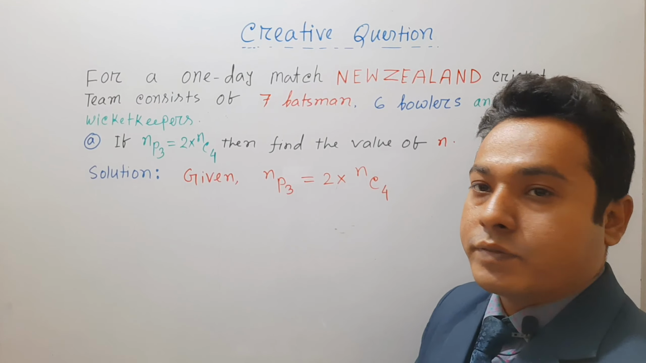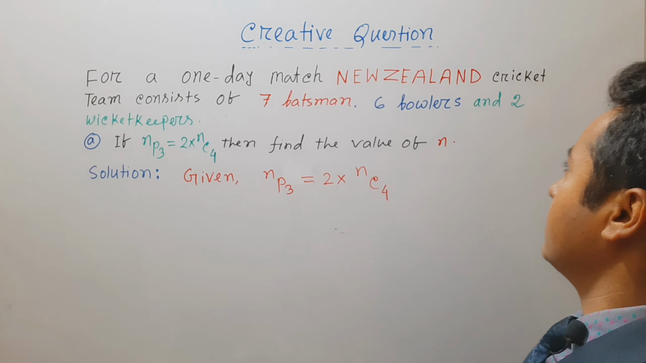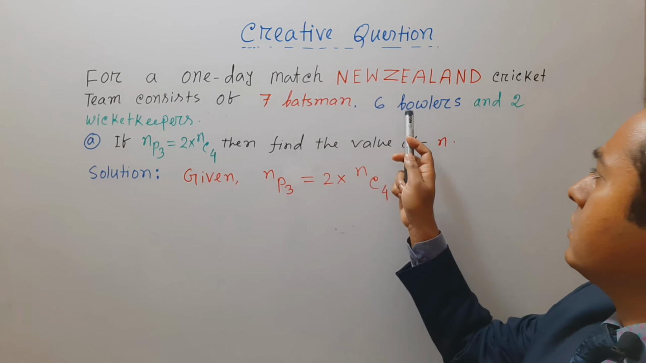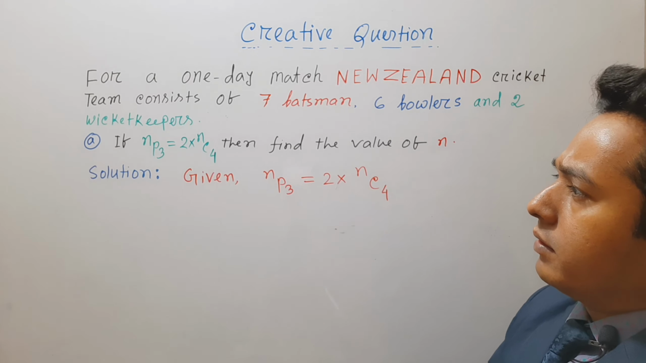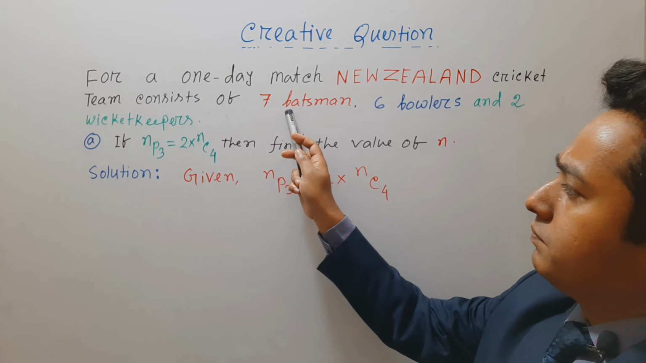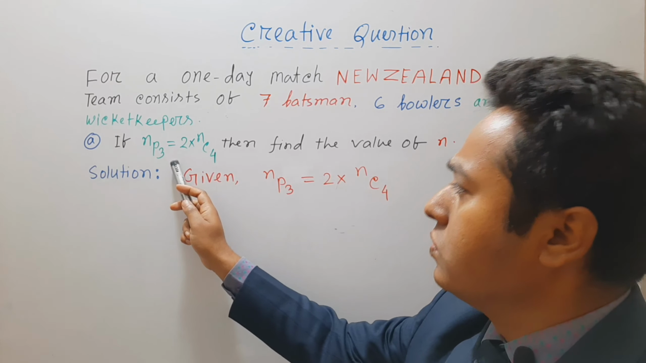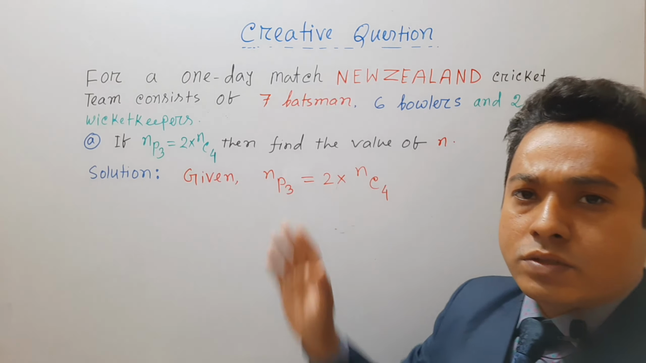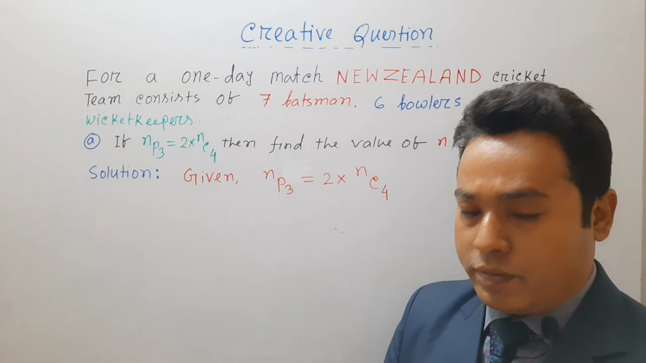Dear students, our today's creative question: for a one-day match, the New Zealand cricket team consists of 7 batsmen, 6 bowlers and 2 wicket keepers. And this is the question stem. And if nP3 is equal to 2 into nC4, then find the value of n. This first question is a knowledge-based question, not related to our given information.